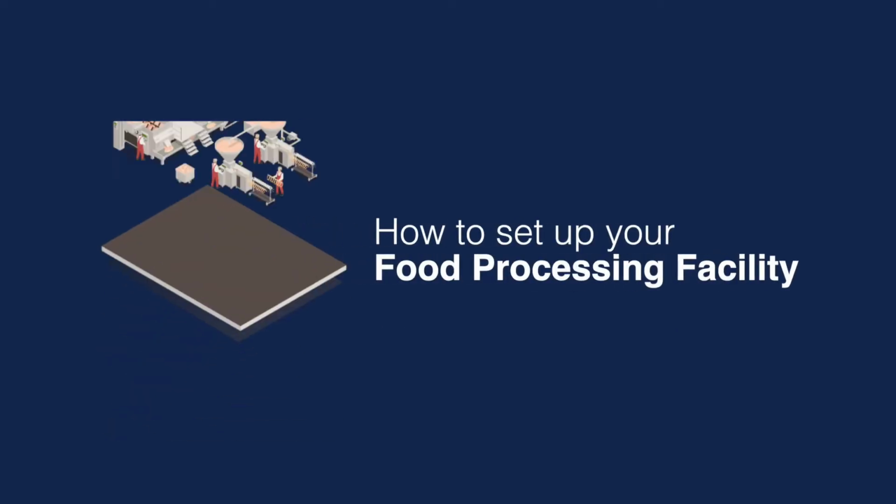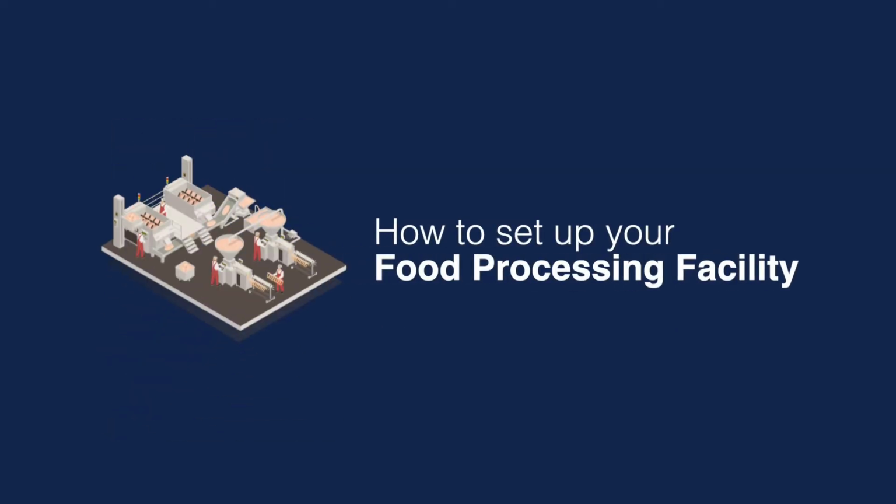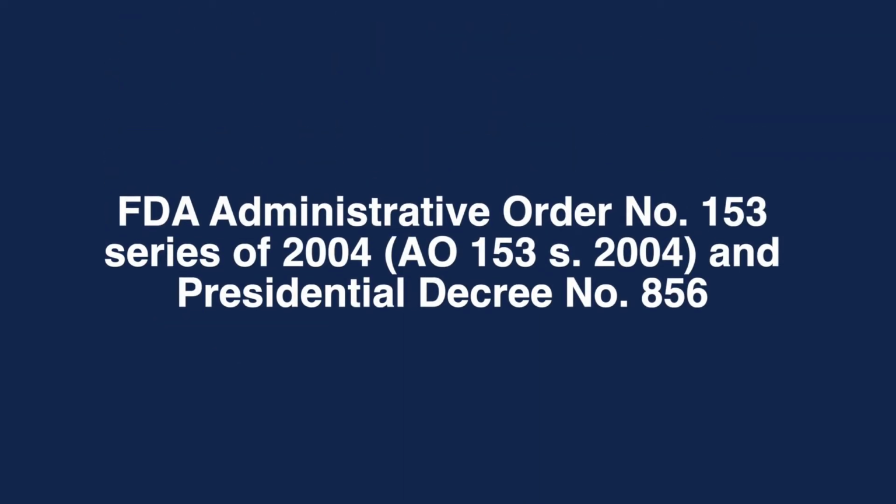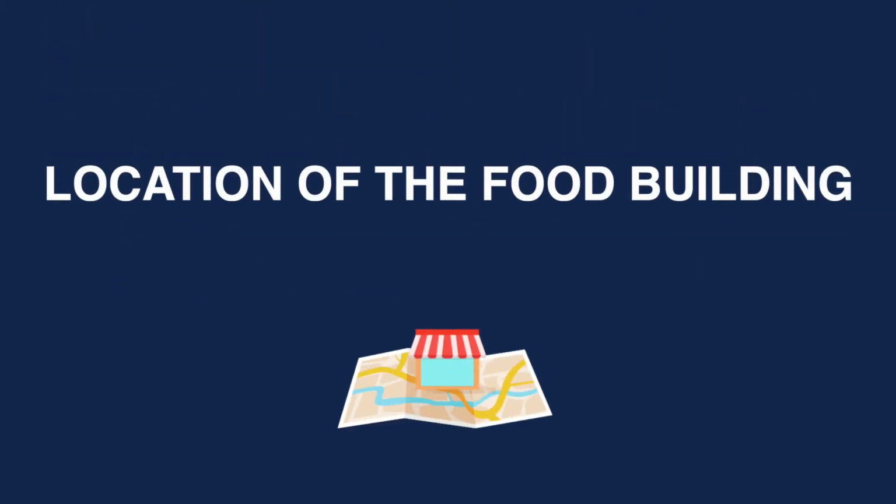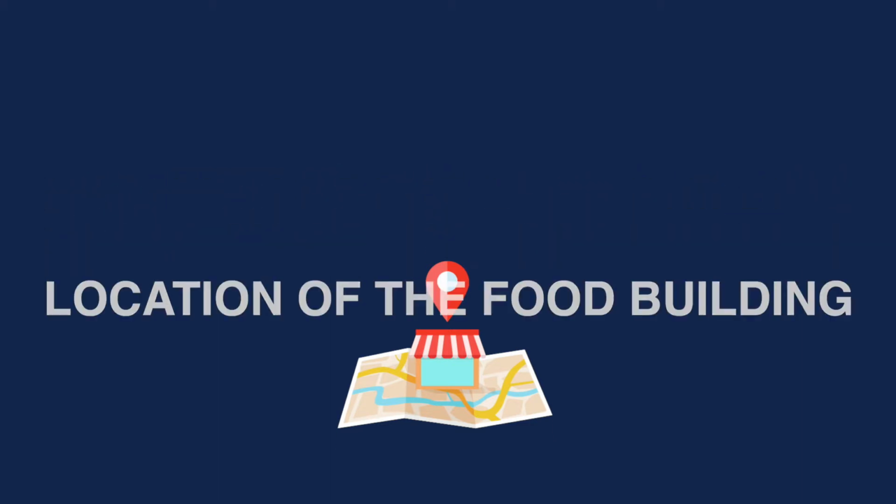In this tutorial, we are going to learn how to set up your food processing facility in accordance with FDA Administrative Order No. 153, Series of 2004 and Presidential Decree No. 856. Let us first begin by choosing the location of a food building. This is very important, and the following aspects need to be considered when choosing a site.